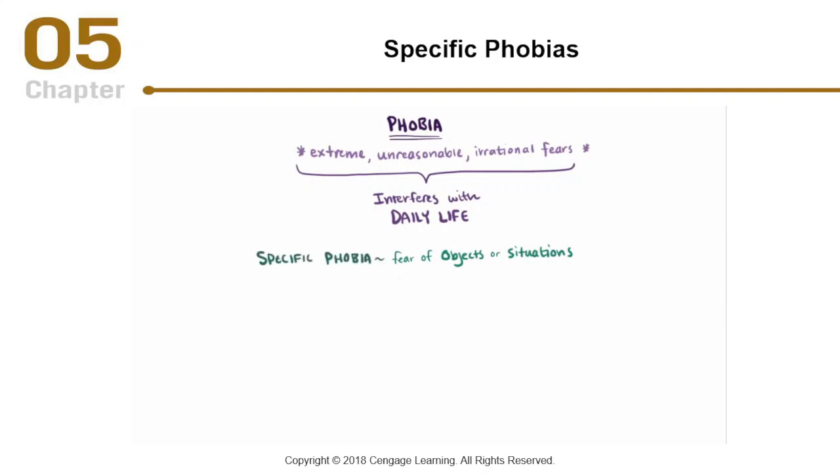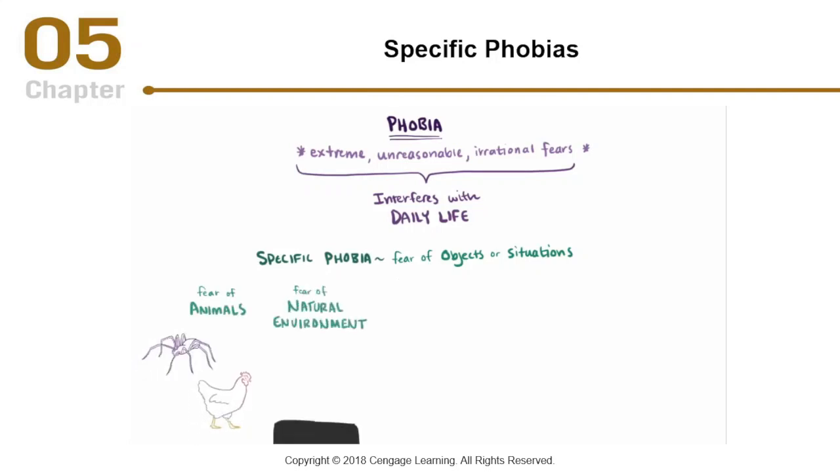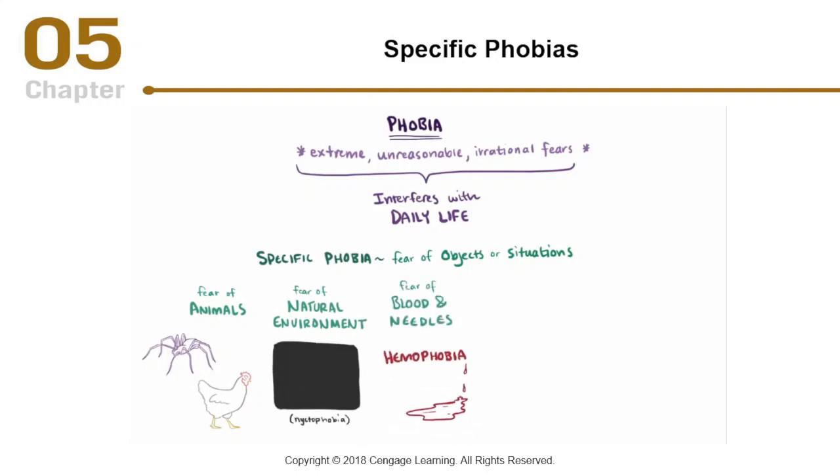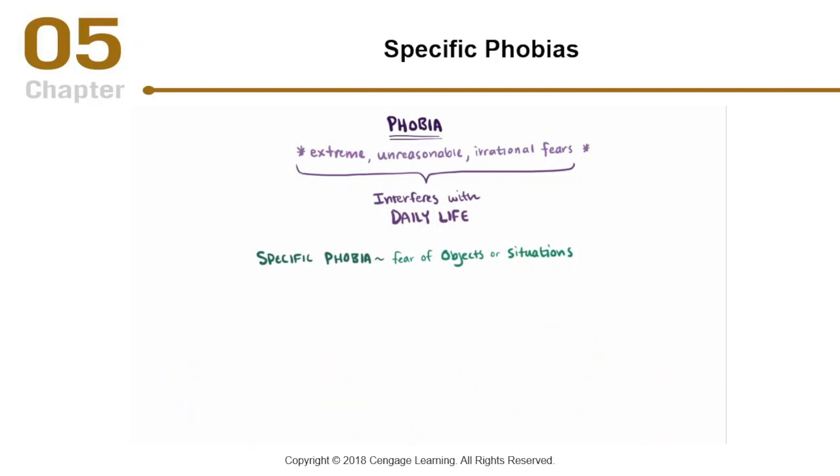The Diagnostic and Statistical Manual for Mental Disorders, edition 5, splits these specific phobias into 5 categories. Fear of animals, like arachnophobia or electorophobia. Fear of the natural environment, like darkness or nyctophobia. Fear of blood and needles, hemophobia. Situational fears, like fear of flying, aviophobia. And then other fears, like fear of clowns, coulrophobia. These specific phobias are one of 3 main types of phobias. The other 2 types are agoraphobia and social phobia.